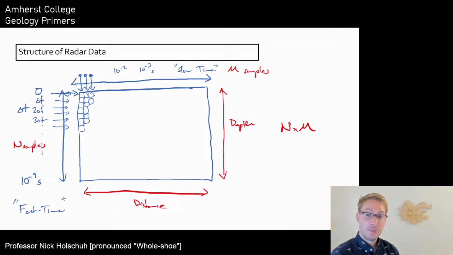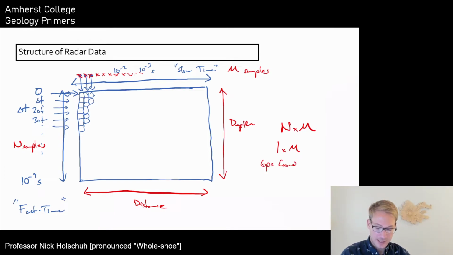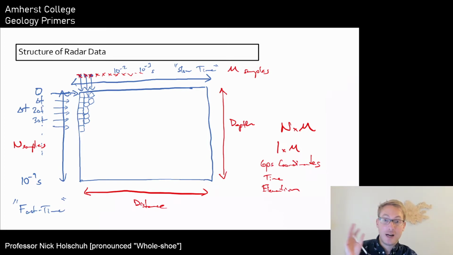Associated with the radar data are a bunch of important ancillary data. So for example, we may have GPS coordinates for our radar system at each of these observations. So there may be an object that's 1 by m, as in we have m observations, one for each of our slow time samples, that represents, for example, the GPS coordinates in latitude and longitude. Maybe we also have the time that the radar pulse was triggered. Maybe we have the elevation of the plane. All of these we would expect would be objects that are 1 by m in size.